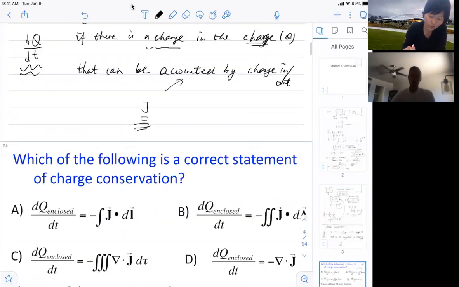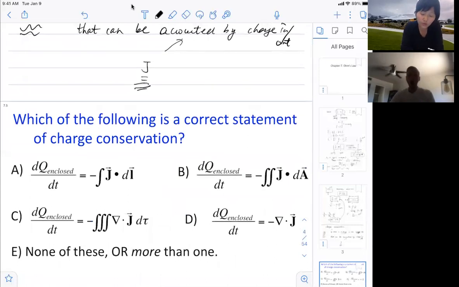I'm going to ask you to look at the following statement. Which of these do you think correctly represents the idea we were just talking about, the correct statement for charge conservation? If there is a change, that change can be accounted for by the current. If current is flowing out of the system, would the charge inside your volume be increasing or decreasing? If you have current into the volume, would your charge be increasing or decreasing? I'll give you some time to think about it, and we can have a discussion, and then when we come back, we can vote.